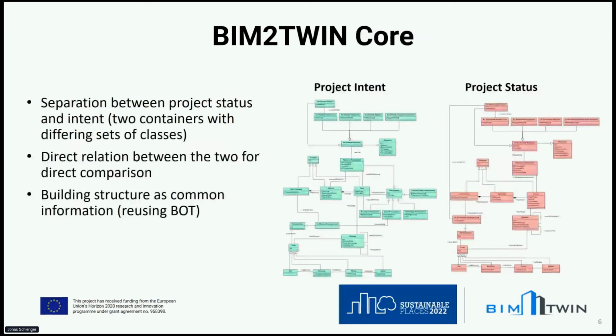Then the second part is the BIM core ontology. Here we decided to separate everything into two sides: project intent and project status. Intent being the planning, and status how it is actually executed. You can imagine these two as containers. To some parts, they do use classes. There are clear differences that I'm going to talk about separately.